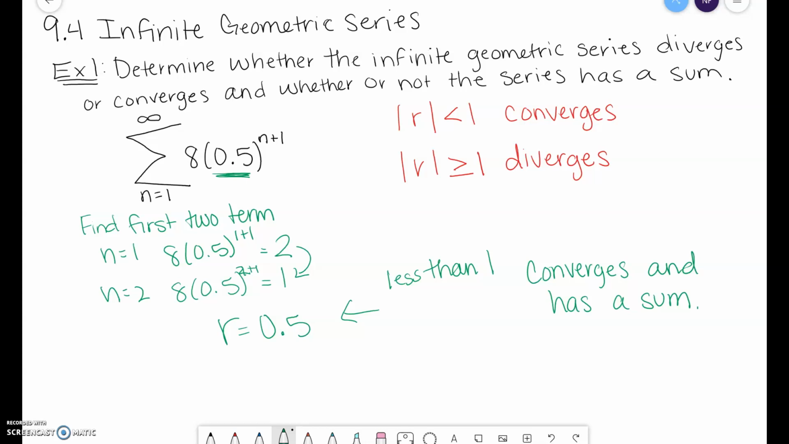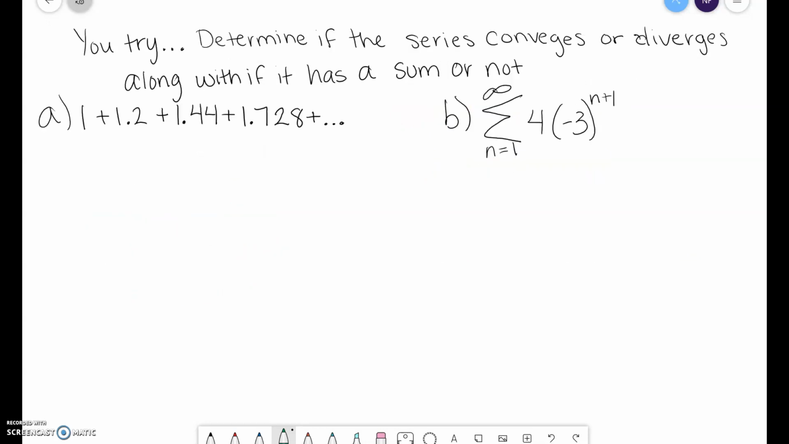Okay, so let's go ahead and do some try-it problems now. Switch to that screen. So here are your try-it problems. Determine if it converges or diverges, and then if it has a sum or not. So go ahead and pause the video and give it a try.